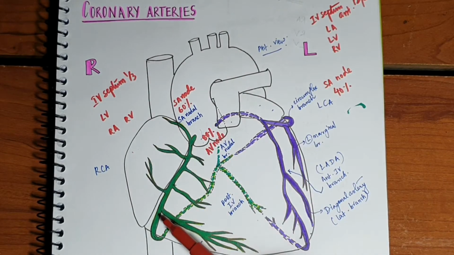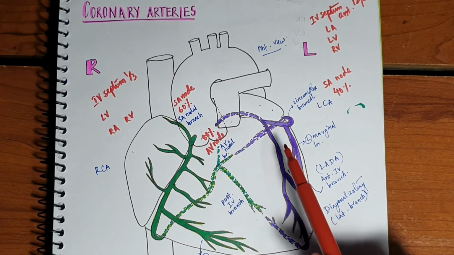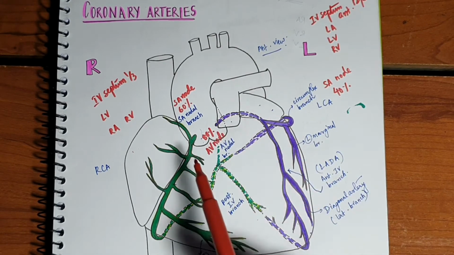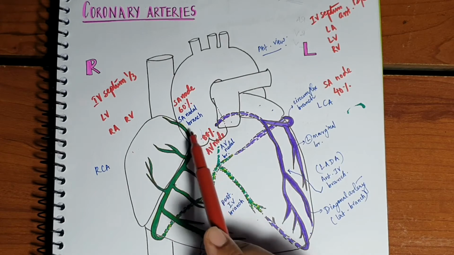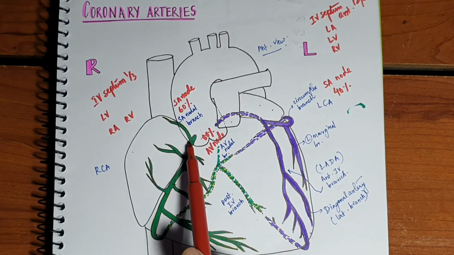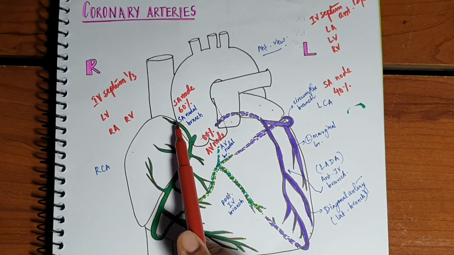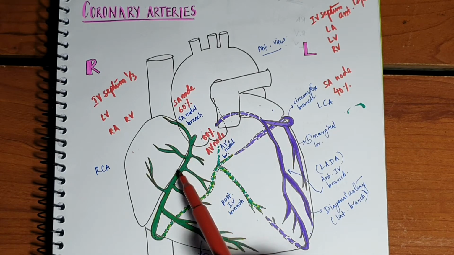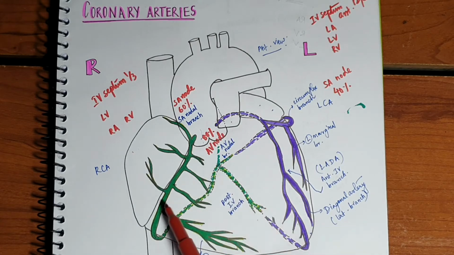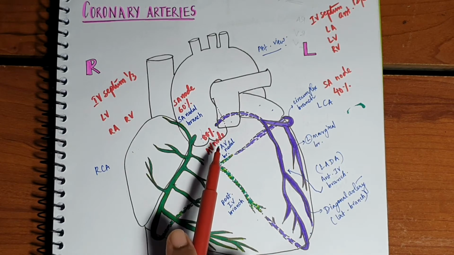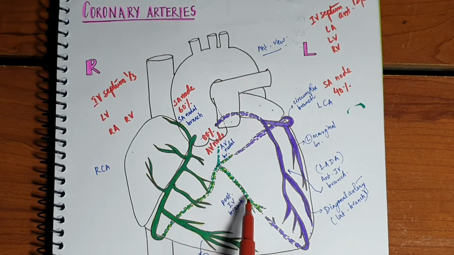The green is the right coronary artery, the one in purple is the left coronary artery. The right coronary artery takes origin from the right aortic sinus. At the origin, it gives out a branch to the SA node in 60% of the people. It travels along the coronary sulcus and it gives a right marginal branch supplying the right border of the heart. It travels behind to the posterior aspect of the heart, gives off a branch to the AV node and another branch along the posterior interventricular groove.